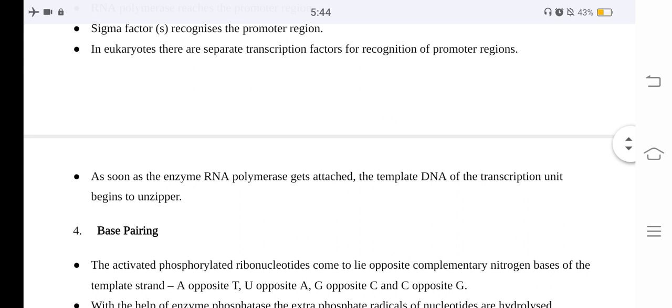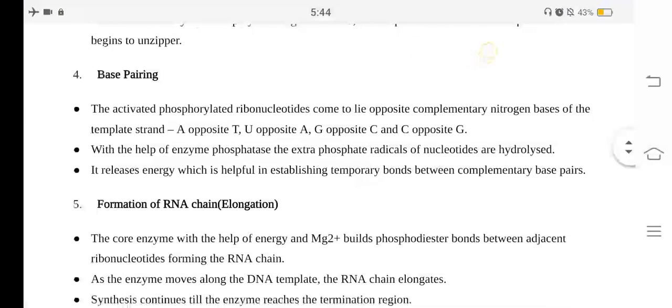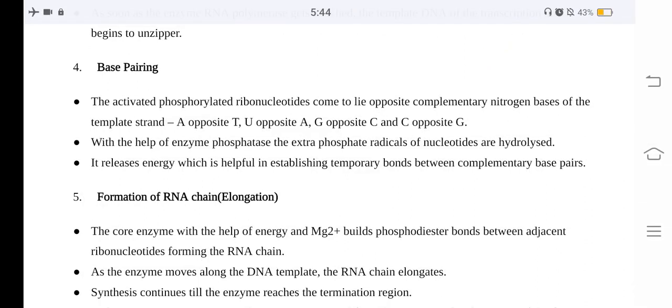As soon as the enzyme RNA polymerase gets attached, the template DNA of the transcription unit begins to unzip. Then base pairing takes place. The activated phosphorylated ribonucleotides come to lie opposite complementary nitrogen bases of the template strand: A opposite T, U opposite A, G opposite C, and C opposite G. With the help of the enzyme phosphatase, the extra phosphate radicals of nucleotides are hydrolyzed. It releases energy, which is helpful in establishing temporary bonds between complementary base pairs.